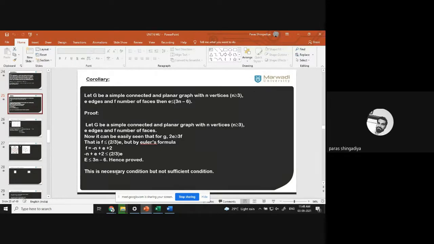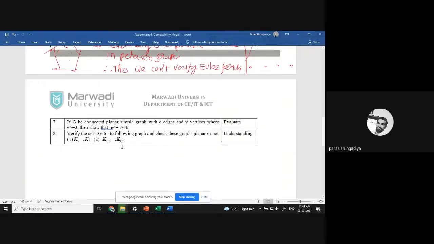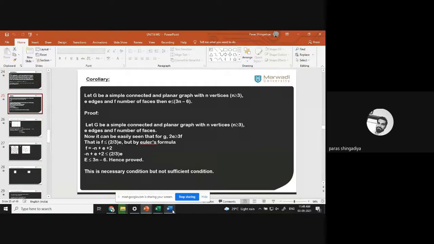And this last statement is also very important. This is a necessary condition, but not a sufficient condition. Okay, we will verify it in the next example, question number 8. Okay, here we will get one quadratic result. So in that case, we'll use this condition. It is only necessary but not a sufficient condition.